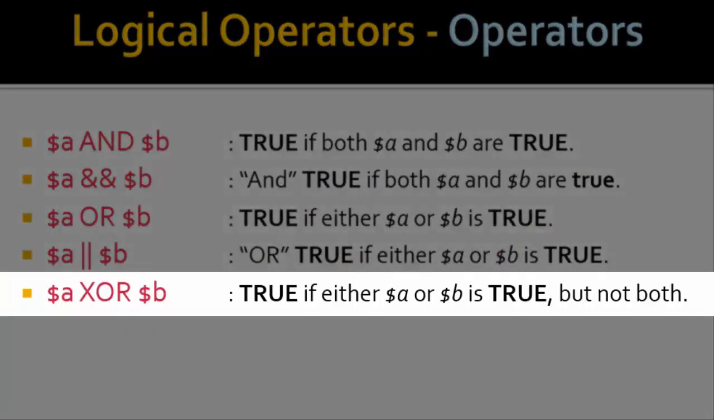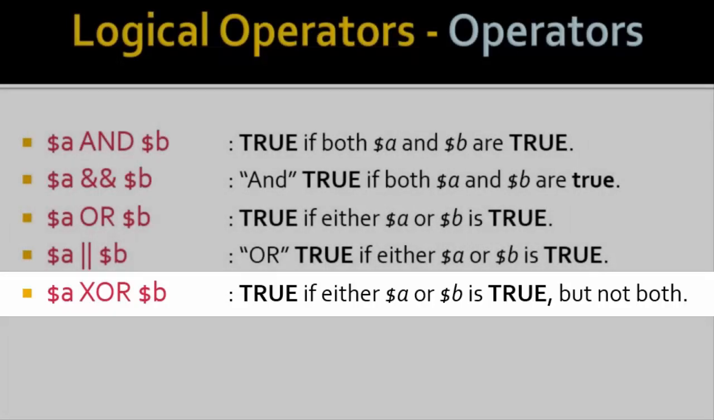Now let's move to our final logical operator, that is XOR, which is quite an interesting one. $A XOR $B, true if either $A or $B is true but not both. This logical operator will return true if one and only one condition is true and the rest are false. If both of the comparison statements are true or false, it will return false.